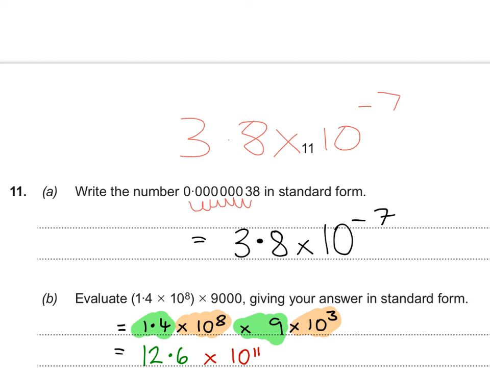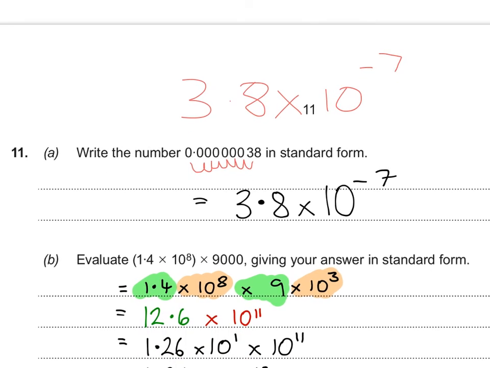And what you do is you multiply 1.4 and 9 together. You do the numbers separately. So 1.4 times 9 is 12.6. And 10 to the power 8 times 10 to the power 3: when you multiply with powers, you add the powers together. Okay? So 8 add 3 is 11. So it's 12.6 times 10 to the power 11.